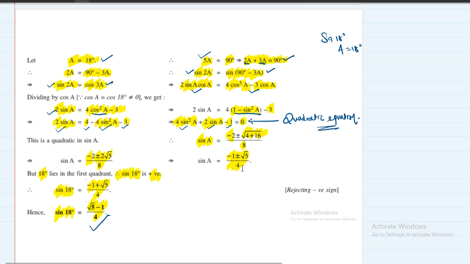Now since A is nothing but 18 degrees, which lies in the first quadrant, the value of sine A will always be positive. So we neglect or reject the negative sign. So our value of sine 18 will be minus 1 plus root 5 by 4, or in a better way, root 5 minus 1 by 4. So sine 18 degrees is root 5 minus 1 by 4.